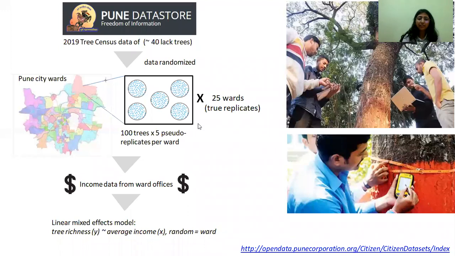To test the luxury effect, we used the openly accessible 2019 Pune Tree Census data, which had a huge dataset of 40 lakh trees with their locations. To obtain species richness, the census data was randomized and 5 mutually exclusive pseudo-replicates of 100 randomly chosen trees were extracted. Average annual income data were obtained from ward administrators, and the data was analyzed using a linear mixed effects model with species richness and average income as fixed effects and ward as a random effect.